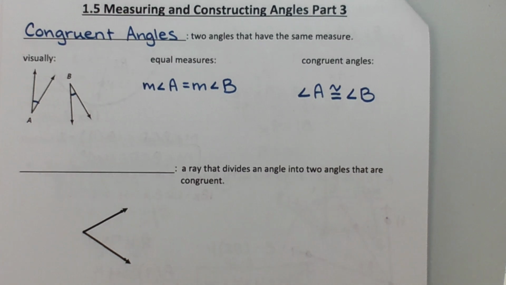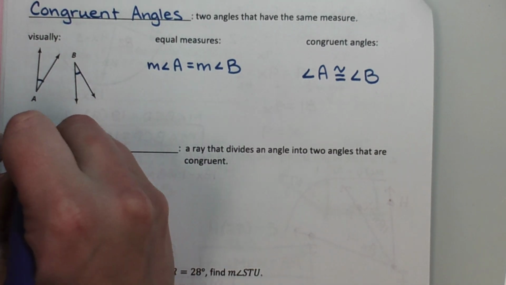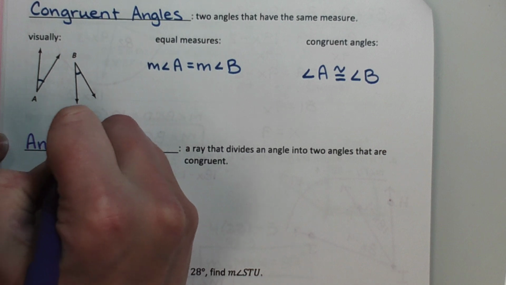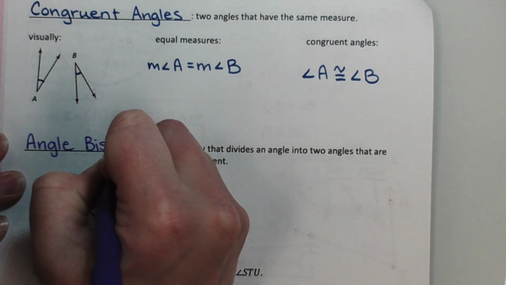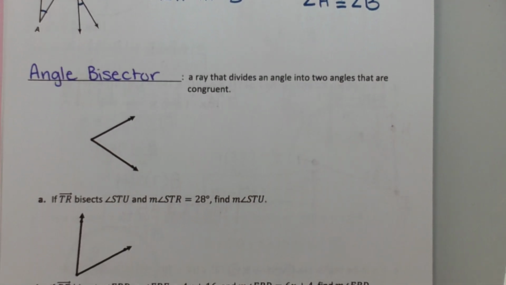Now we talk about congruent angles. We're on page 16. We talk about congruent angles a lot and the fact that they are equal and we can make equations with them. And we also talk about angle bisectors, which take an angle and cut it into two congruent angles. To bisect means to cut into two congruent parts. When you're cutting an angle into two congruent parts, you're cutting it into two congruent angles.